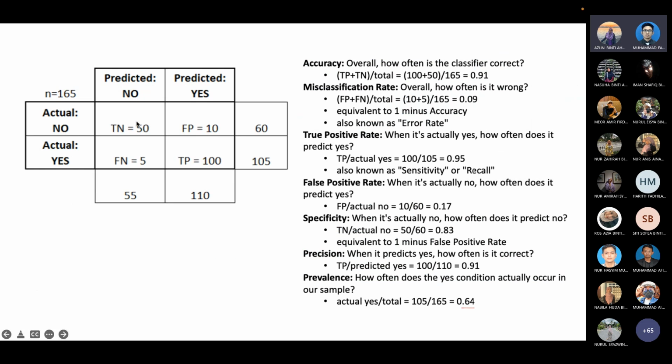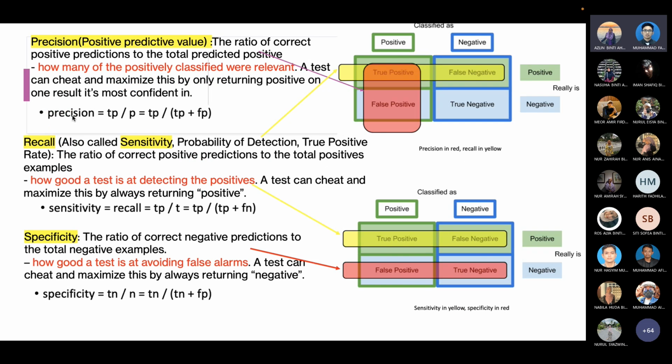Okay, kalau kat sini TN divide by TN plus FP. Maknanya dia akan tengok true negative kita divide by the total number of actual no. Okay, so itu adalah specificity.